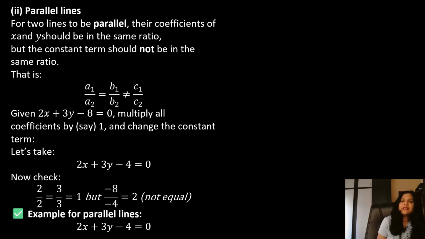Next, second is parallel lines. How to get the parallel lines? What condition should be satisfied? For two lines to be parallel, their coefficients of x and y should be in the same ratio, but the constant term should not be in the same ratio.